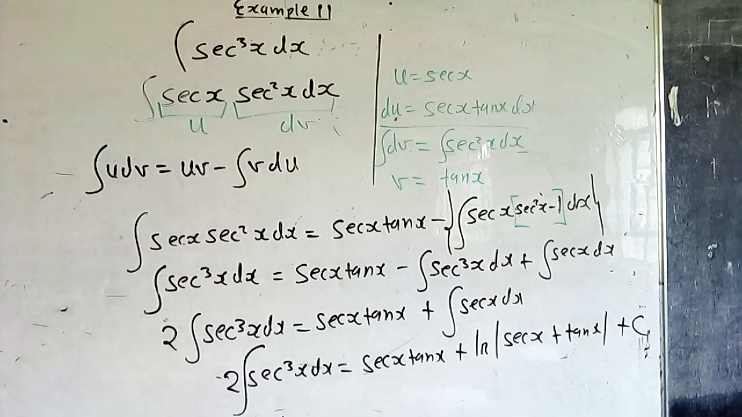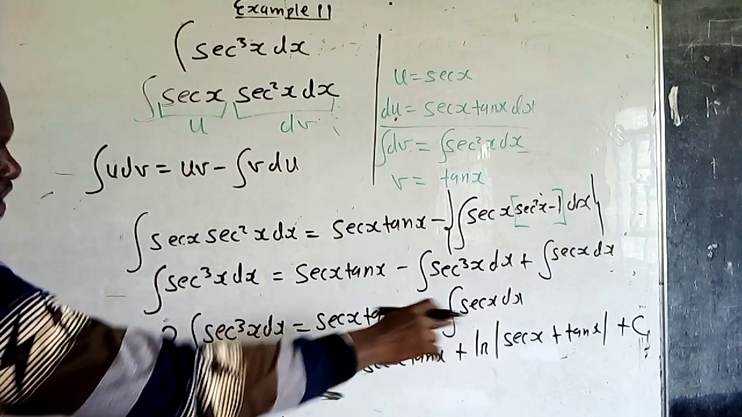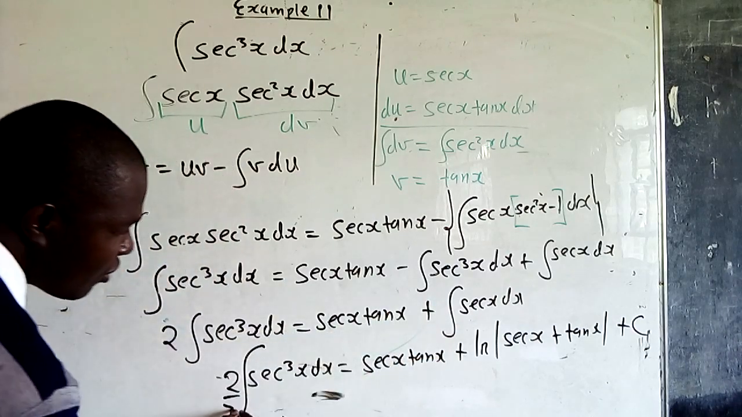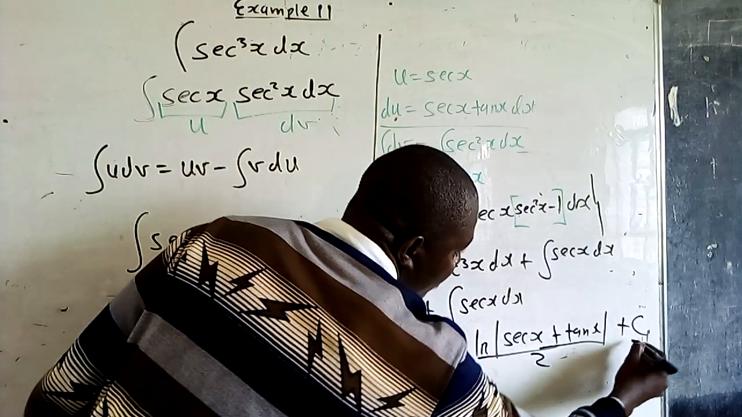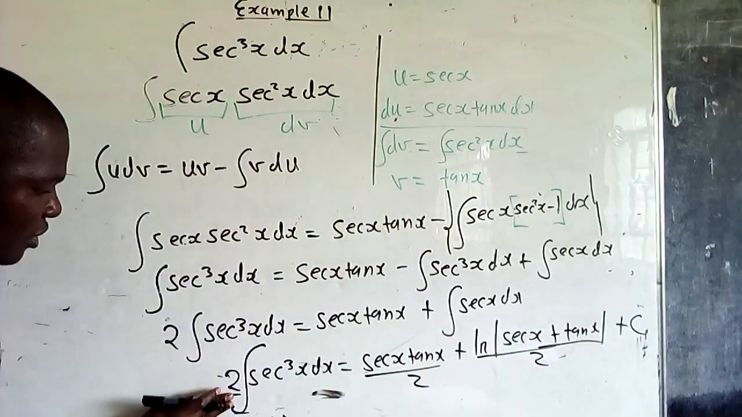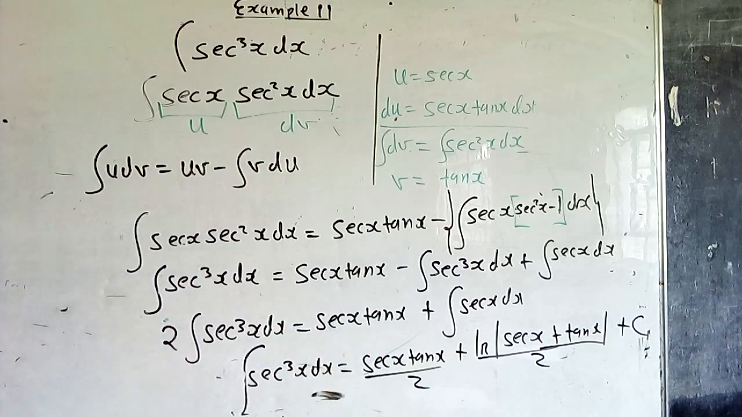Yes. So remove that 2. If you remove that 2, you divide both sides of the equation by 2. You divide all through by 2. If you divide c by 2, you get another constant. So you remain with the integral of sec cubed x dx being sec x tan x over 2 plus ln of sec x plus tan x divided by 2 plus c.